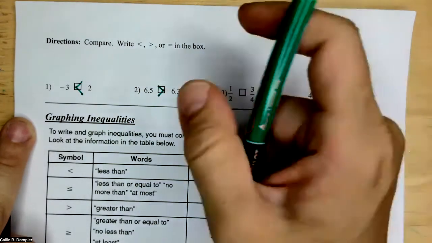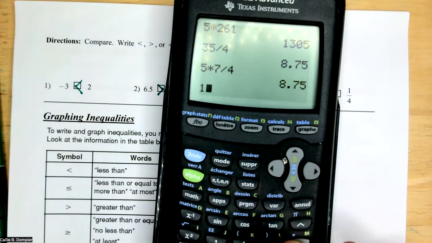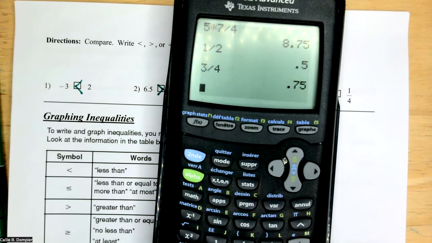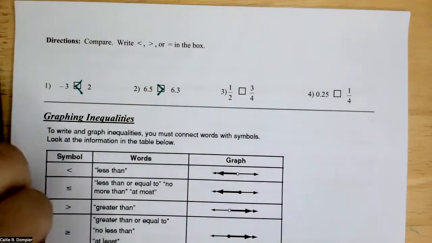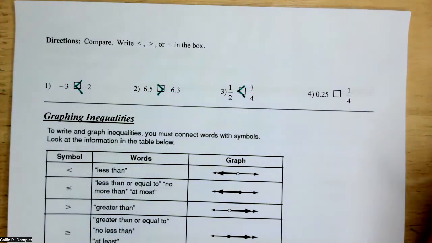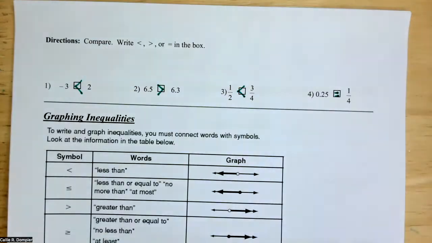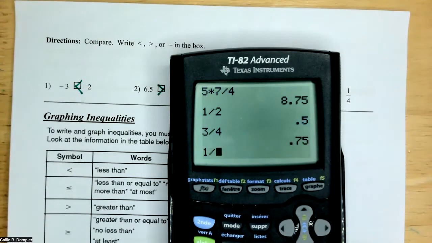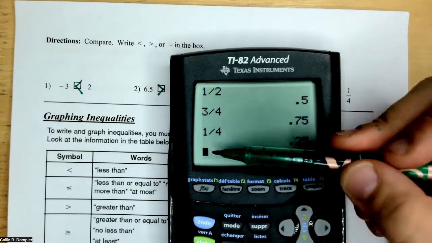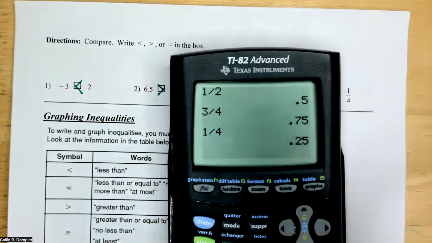1/2 and 3/4. You can either picture the size of 1/2, or you can turn them both into decimals and see which one's the bigger decimal. 3/4 is a bigger decimal than 1/2, so we say 1/2 is less than 3/4. 0.25 is actually the same as 1/4. 4, I always think of as quarters. The quarter is worth 25 cents. There are 4 quarters in one whole dollar.